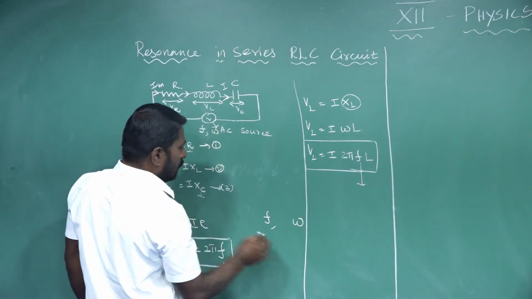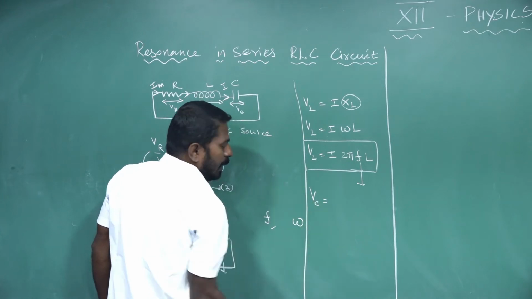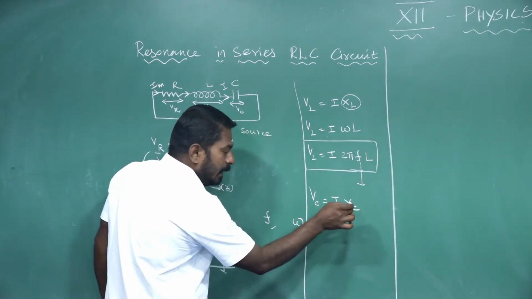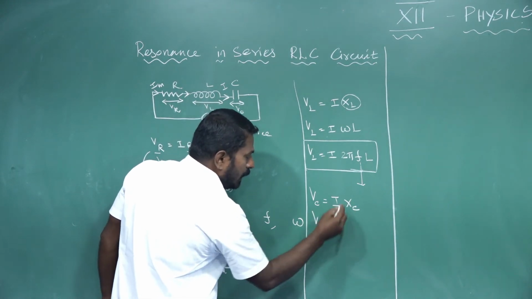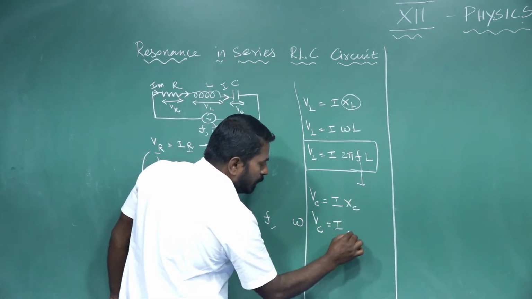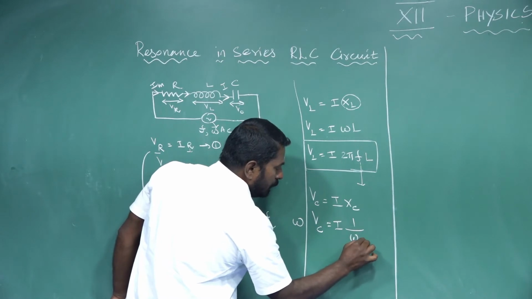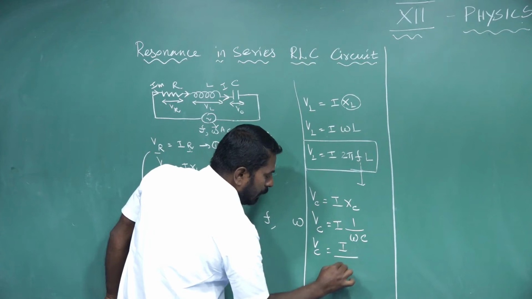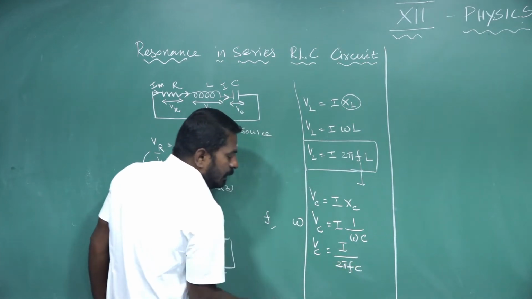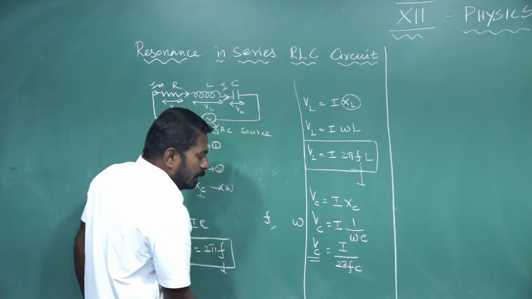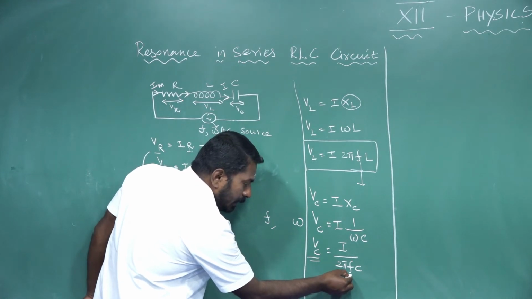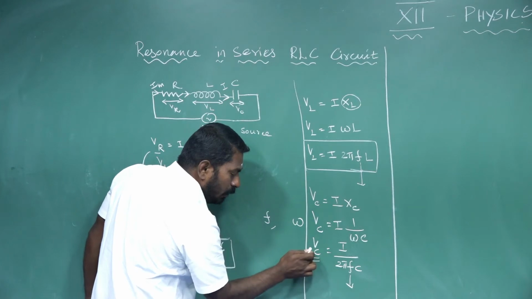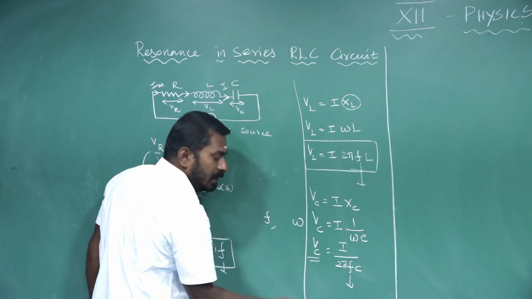Then come into the third equation. Voltage across the capacitor VC is equal to I into XC, where XC is the capacitive reactance, which is equal to 1 divided by omega C. So VC is equal to I divided by 2 pi into F into C. See, the voltage across the capacitor depends upon the frequency of the AC voltage. If the frequency of the AC voltage increases, the voltage across the capacitor decreases, it is inversely proportional.